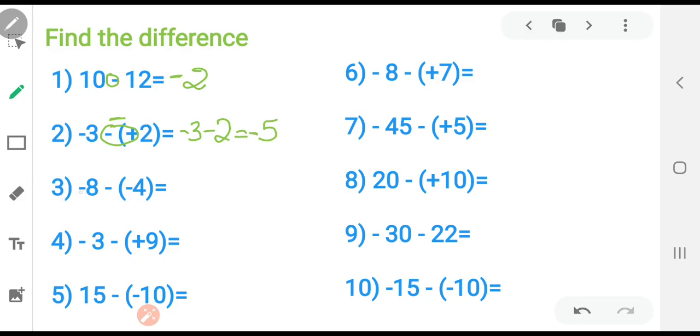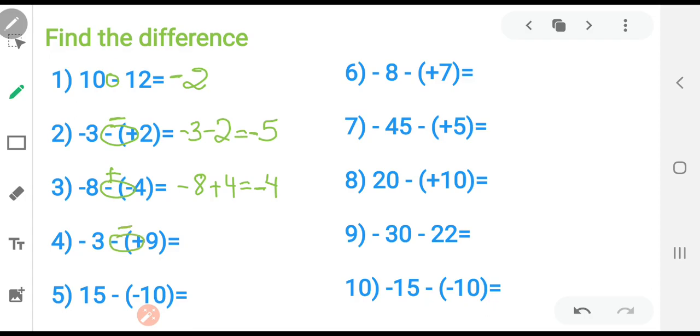In 3, we have minus 8 minus minus 4. Minus minus 4 will be changed into a plus 4. So minus 8 plus 4. What do I have over here? I have different signs, so I find the difference. 8 minus 4 is a 4. Now, which number is greater? It's the 8. What's the sign of the 8? Minus, so minus 4.